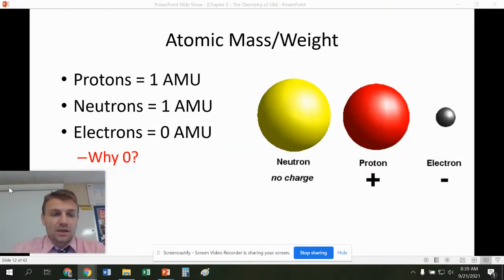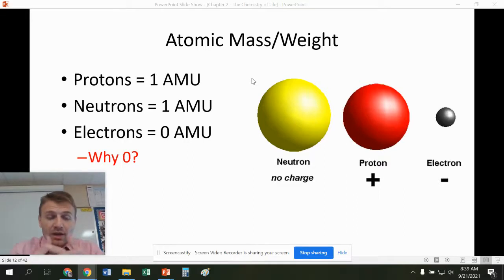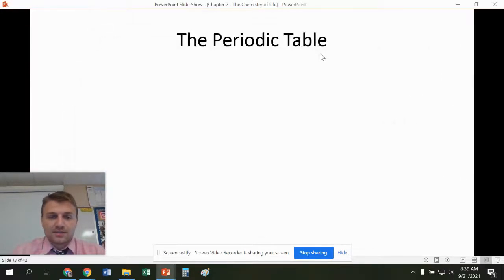Now, talking about the atomic mass weight of these different subatomic particles, we give the atomic mass of a proton 1, same as a neutron 1. The electrons don't have an atomic mass unit. That's because they're just so insignificant. They do weigh something, but they're just so small, it really doesn't matter for us. So again, 1 for both protons and neutrons, 0 for electrons.